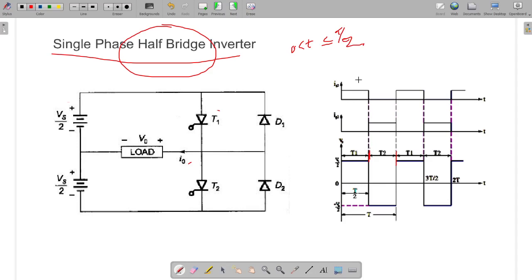First, these are the triggering signals to each thyristor. These are the gate signals. Up to the first time period, that is up to t by 2, during this period thyristor T1 is conducting, so that we are getting the output voltage up to here. That is Vs by 2.